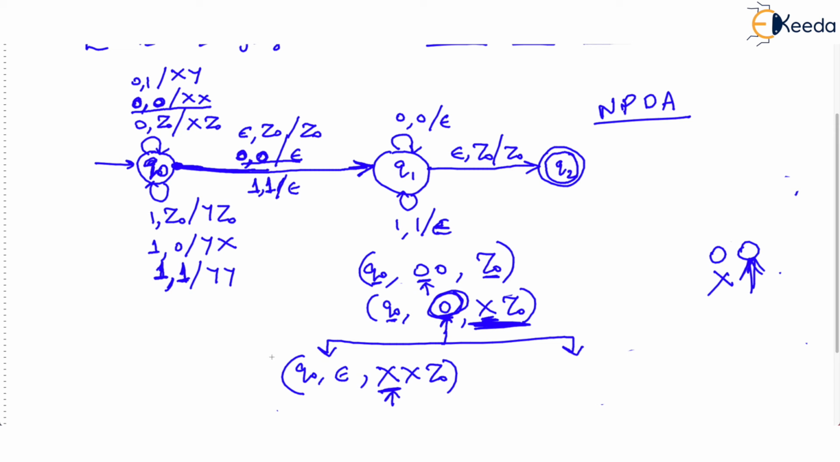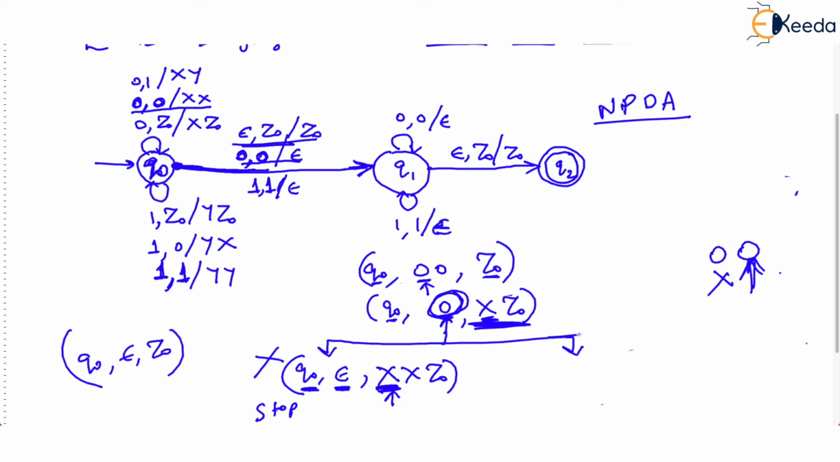Now you can see that this is a dirty configuration. You can stop here. This is dirty, because what should Q0 state do when input is epsilon and top is X? Such a configuration is not defined anywhere. You can see Q0, epsilon, Z0 is defined, but such a configuration is not defined.